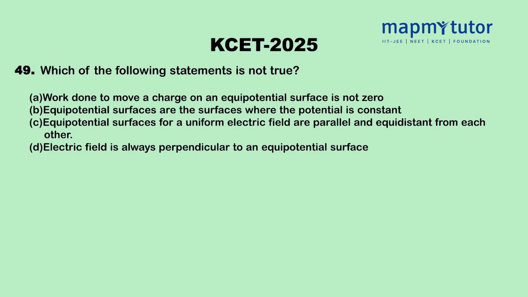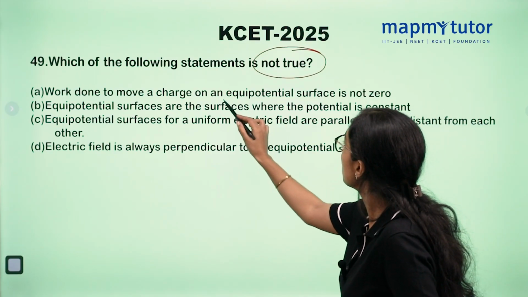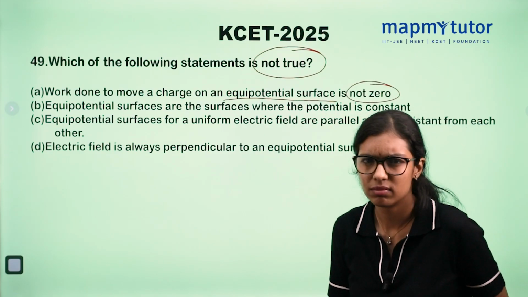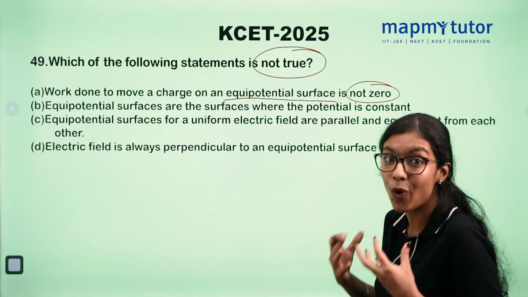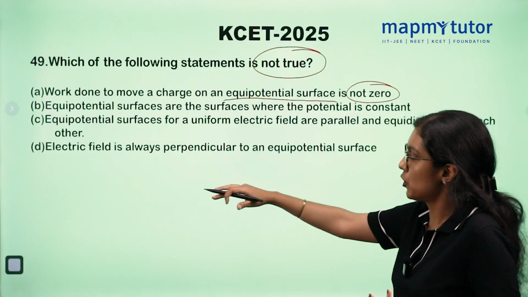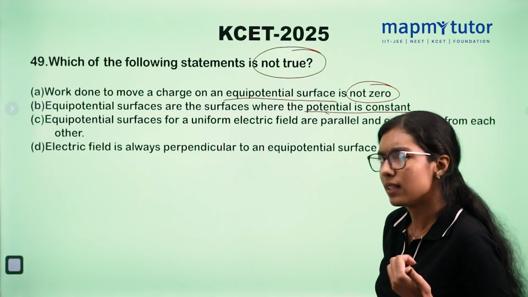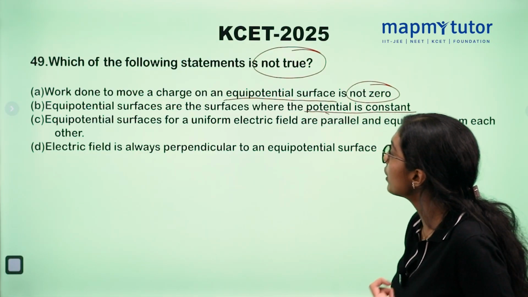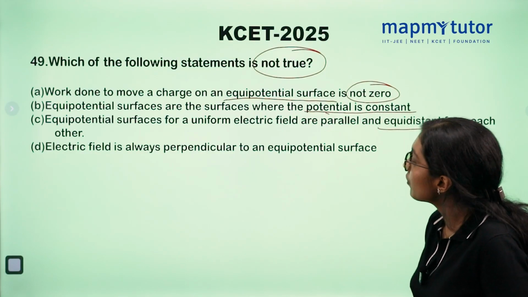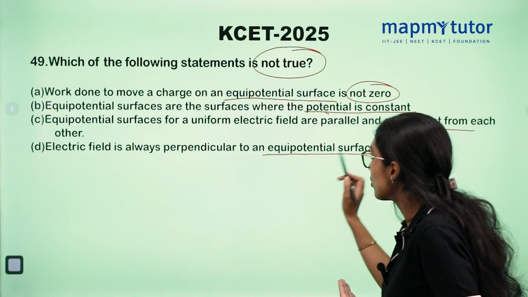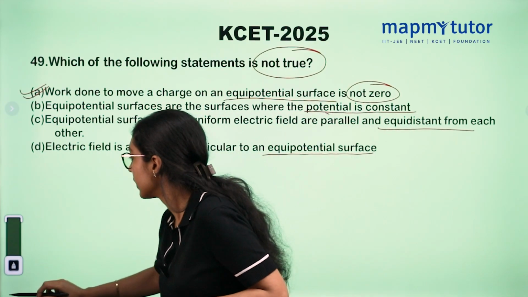Read the question. Which of the following statements is not true? Work done to move a charge on an equipotential surface is not 0. Do you guys really think that is correct? No. Work done on an equipotential surface is always 0. Let's see other options also. Equipotential surfaces are the surfaces where the potential is constant. It is correct. Equipotential surfaces for a uniform electric field are parallel and equidistant. Yes. Electric field is always perpendicular to the equipotential surface. Yes. So only option A is wrong. That's the answer.